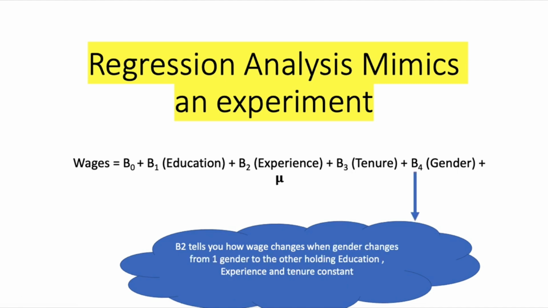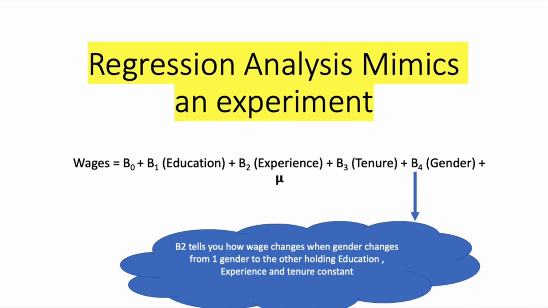Gender, beta 4 over here, is tricky because gender is either male or female, and so when you switch from male to female, the value of beta 4 tells you how the wages change across different genders.